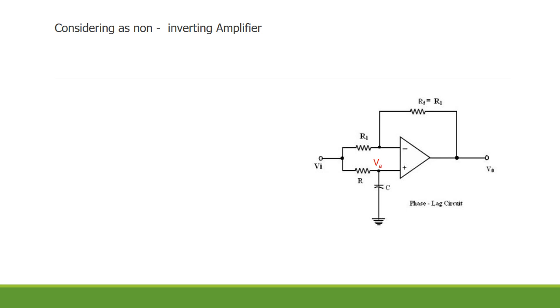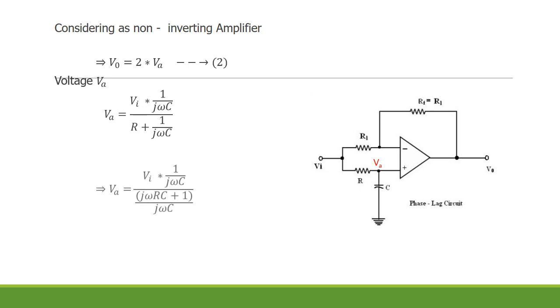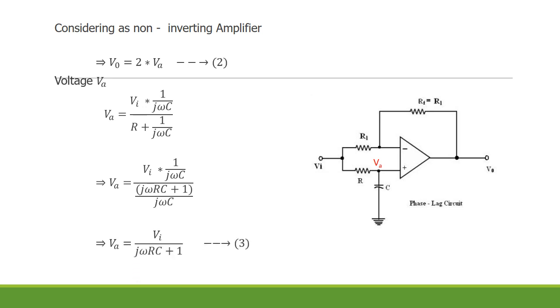While calculating the value of Va, that is the voltage available at the non-inverting input terminal of the op-amp, V0 is equal to 2 into Va. Va is the voltage available across the capacitor C, which means the current through the capacitor into the reactance of the capacitor. Current through the capacitor is Vi divided by R plus 1 by j omega C, into the reactance of the capacitor, that is 1 by j omega C. When we take the LCM, j omega C will get cancelled and we get Va is equal to Vi divided by j omega RC plus 1. When we substitute the value of Va in the expression for V0, we get V0 equal to 2 into Vi by 1 plus j omega RC.